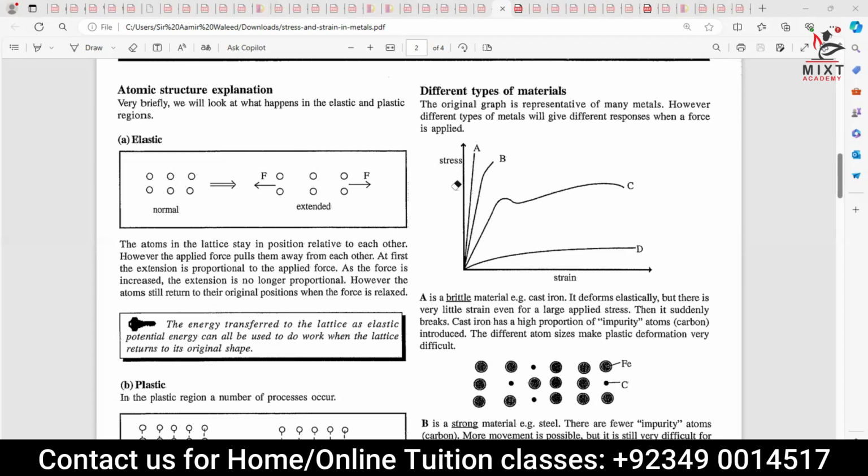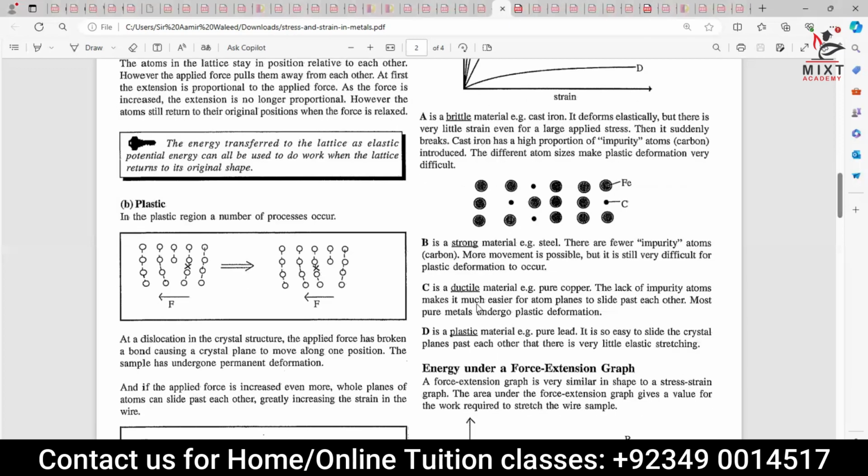If you see the second one, that is again a strong material like steel. It molds to some point. There is a small plastic limit with that, but it will break anyway. If you see graph C, you can see that yes, it molds and goes into a different region. So it's ductile, a pure copper. Lack of impurity atoms makes it much easier for atom planes to slide past each other. D is a simple plastic. There is a big plastic limit in that, so you will have a big value for that. So there are different varieties of stress and strain graphs.